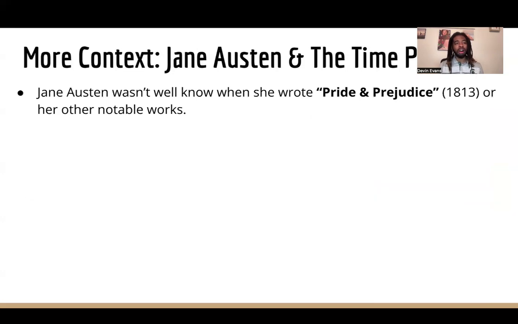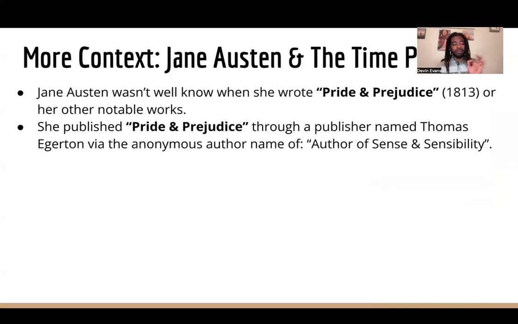First of all, Jane Austen wasn't well known when she wrote Pride and Prejudice, or her other notable works. But she did sell this book when it got published. It did sell pretty well. She published Pride and Prejudice through a publisher named Thomas Egerton, via the anonymous author name of "author of Sense and Sensibility." This is a book she wrote before this one, so she has other novels too.